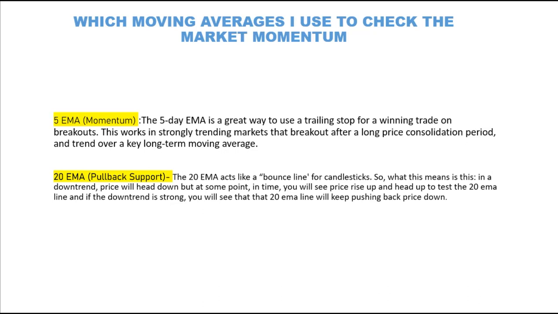What does this mean? Say for example, if the price is in a downtrend, the price will head down, but at some point of time, you can see that the price will rise up and head to test the 20 EMA line. And if the downtrend is very strong, you can see that the 20 EMA line will push the price back down.